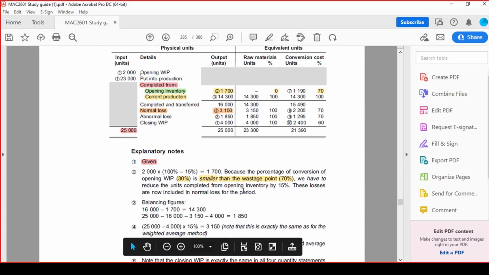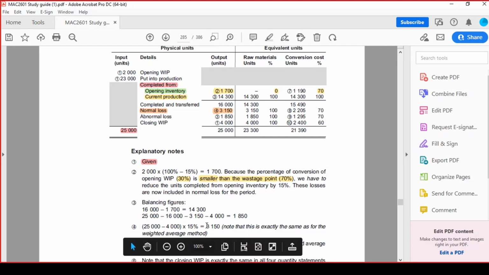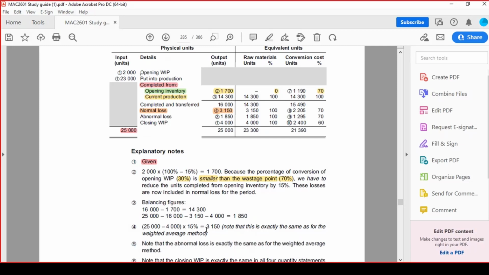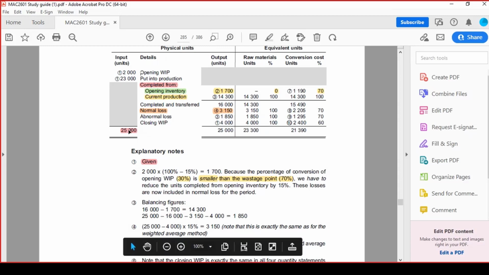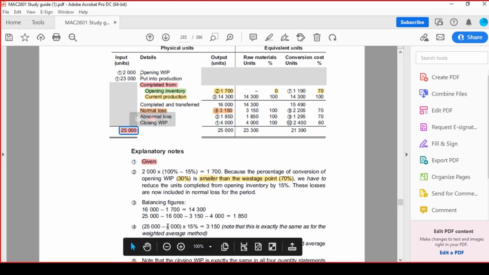Opening WIP. My opening WIP is 30%. My wastage point is 70%. Part of the rules that we were doing was that if my opening WIP percentage is greater than or equal to my wastage point, I will deduct it from this 25,000, right? That's what we've been doing. And in this instance, is the 30% greater than the 70? No. So I keep it as part of this 25.